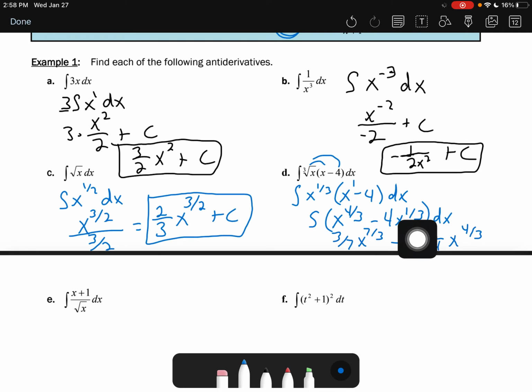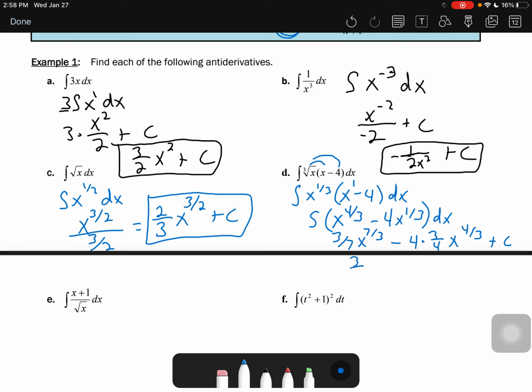4/3. I hope you can follow that. So I'm adding 1 to 1/3, that's 4/3. And then I'm dividing by 4/3, which is equivalent to multiplying by 3/4. This 4 was from my coefficient that was there. Okay. Now I need to simplify all of this. I'd have a plus c. Don't forget at the end to put plus c when you're all done with your answer.